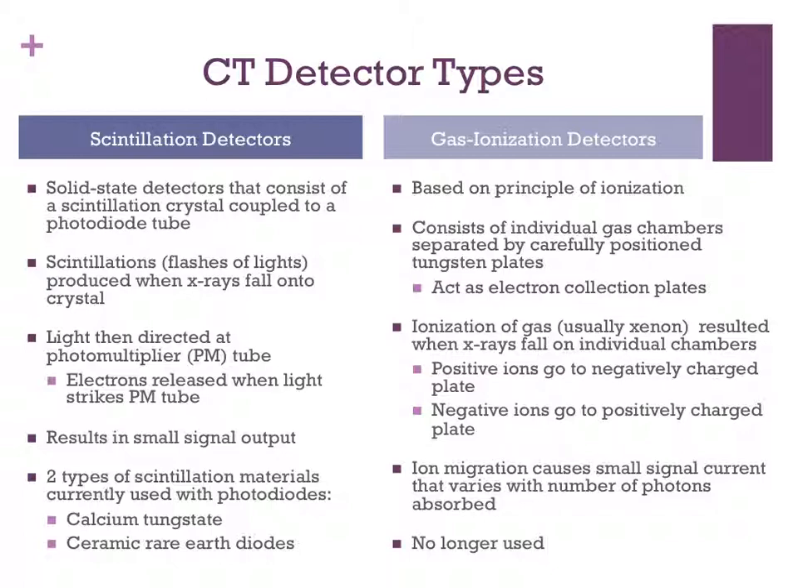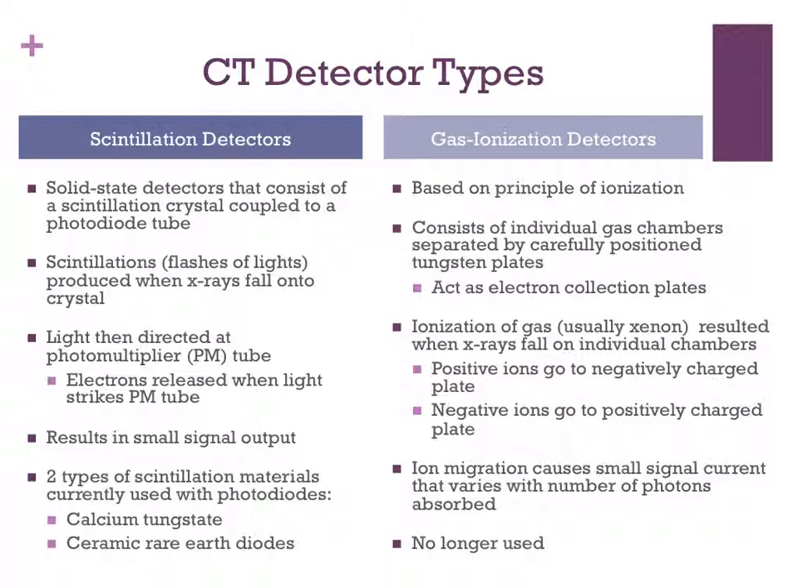Gas ionization detectors are based on the principle of ionization and were introduced in 3rd-generation scanners. They consist of individual gas chambers separated by carefully positioned tungstate plates, and these actually act as electron collection plates. With this type of detector, xenon gas is usually used, and when the X-rays fall on the individual chambers, this produces positive and negative ions.